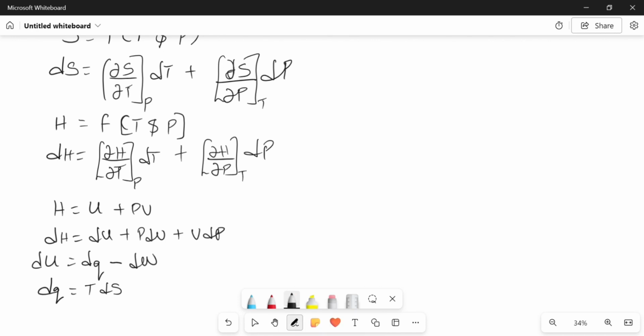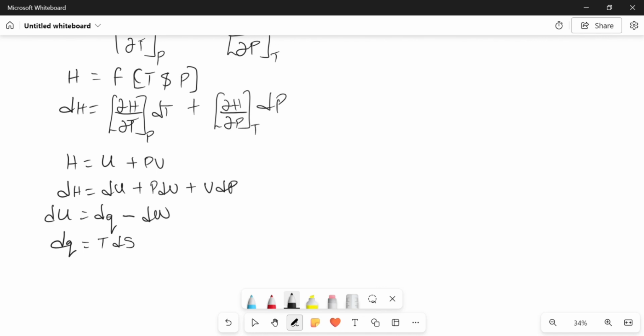We should also not forget that dw is equal to P dV. That is what the work is equal to. So if I substitute all this, we can say dU is equal to T dS minus P dV.